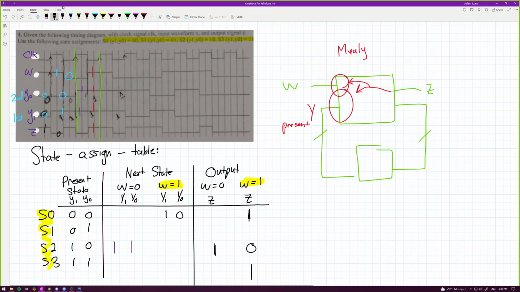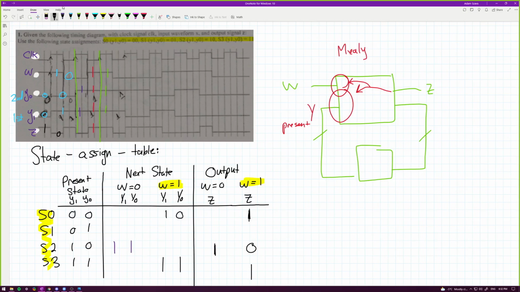And let's see what happens. Our input stays as a 1, and we stay in 1, 1 for our state. So if you are in state 1, 1 and your input is 1, you clock the circuit, you stay in 1, 1. So the next state is 1, 1 for 1, 1. That's why we put that there.